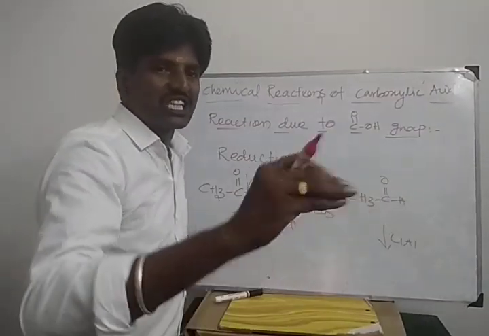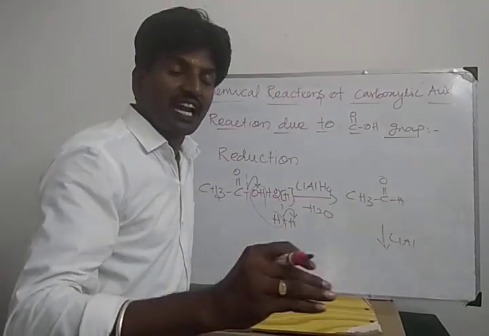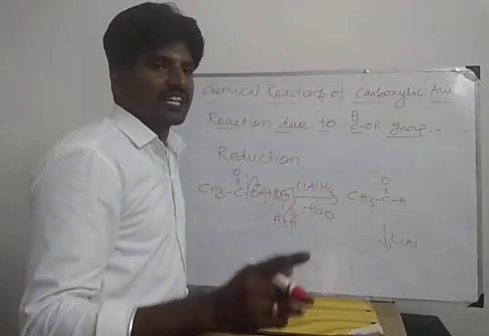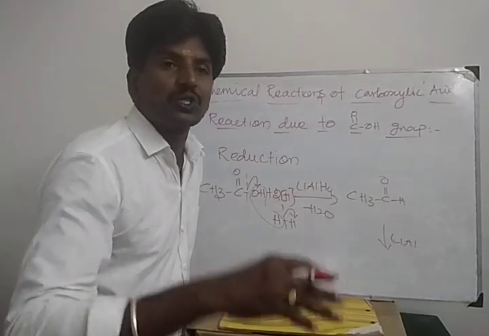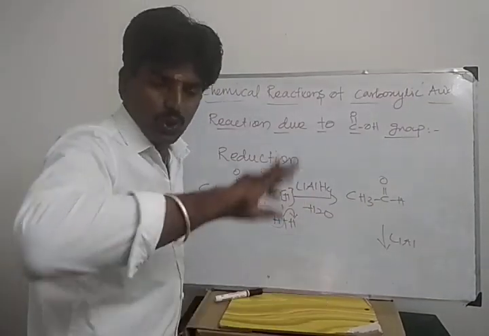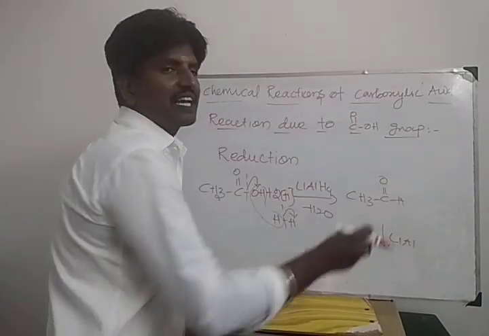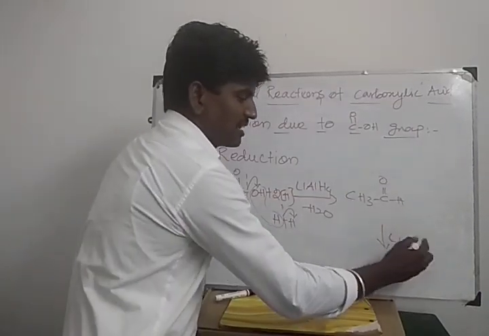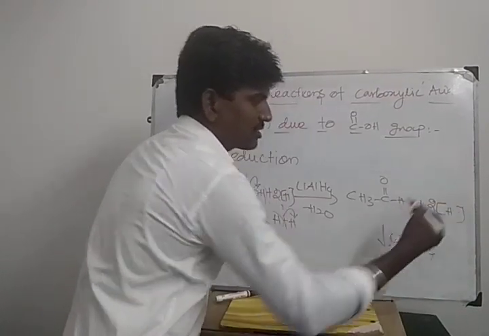Moderate reducing agents: hydrogen with platinum, hydrogen with palladium, nickel with hydrogen. These are all moderate reducing agents, just one step involved. But lithium aluminum hydride is a strong reducing agent, so 2 steps are involved. In the first step it becomes aldehyde. Again this aldehyde is involved in the reduction process. Lithium aluminum hydride gives 2 hydrogens to the reactant.